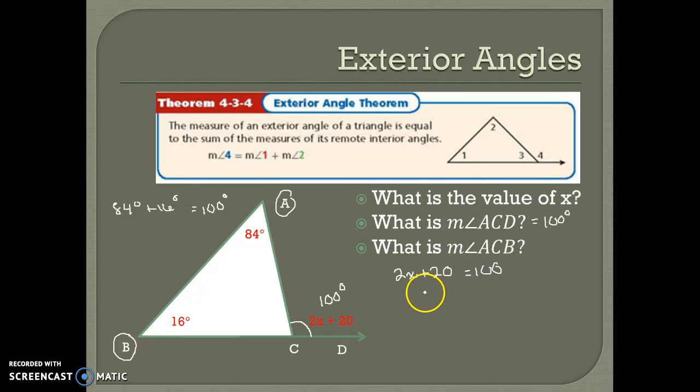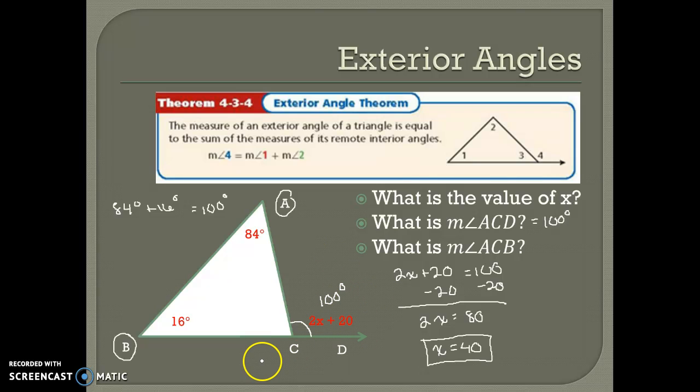So solving for x, we would subtract 20 from both sides. And then this leaves us with 2x equals 80. And if we divide by 2 on both sides, x equals 40. And so that would be the value of x, which is the first question. What is the value of x? X is 40. If we substitute 40 in for x, 2 times 40, which is 80, plus 20 gives us 100.